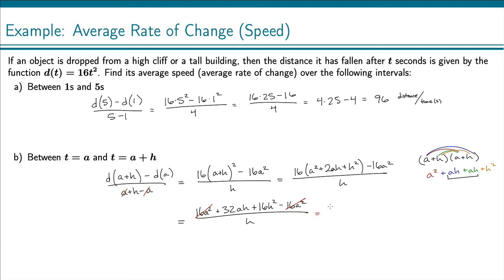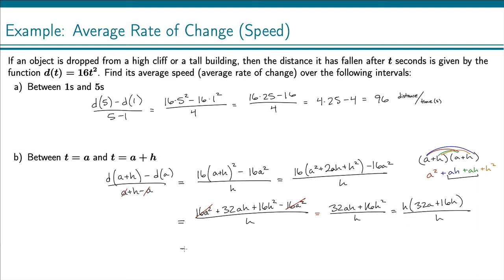So we are left with 32ah plus 16h squared over h. And we can actually do a little bit more simplification here. In the numerator, both these terms have an h in them. And that means we could factor it out and cancel it with this h. So if we factor the h out, we have 32a plus 16h, divided by h, and now we can cancel those.